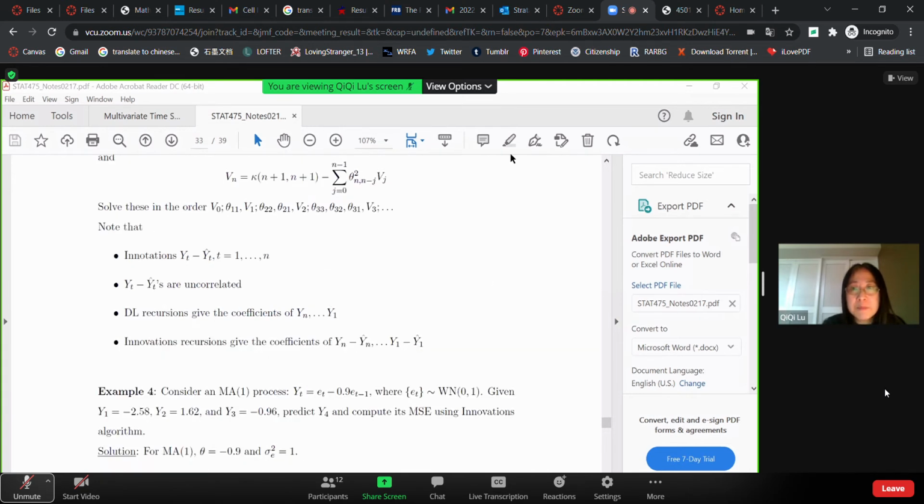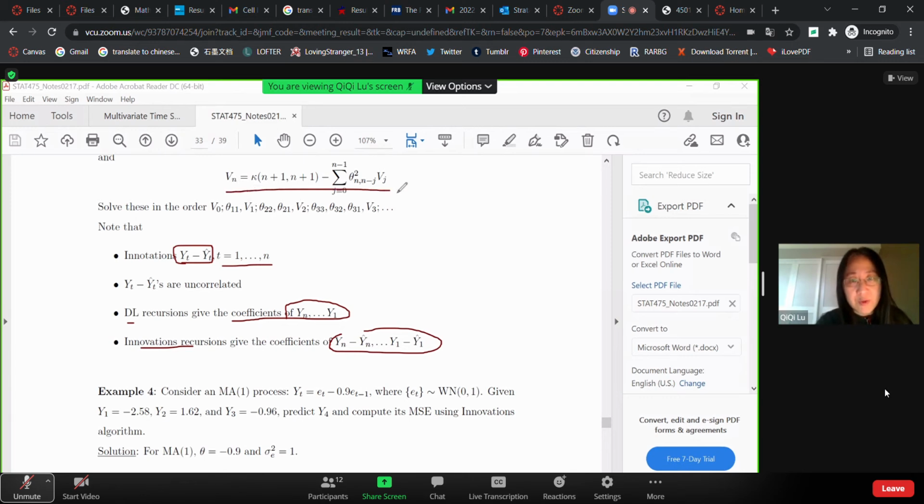Again, these are called innovations. If we have y1 to yn, then we have n innovations, and the innovations are uncorrelated. So this is nice. The DL algorithm gave the coefficients for yn to y1, while the innovations algorithm gives the coefficients for the innovations, not the original data. And this formula is for the mean square error.